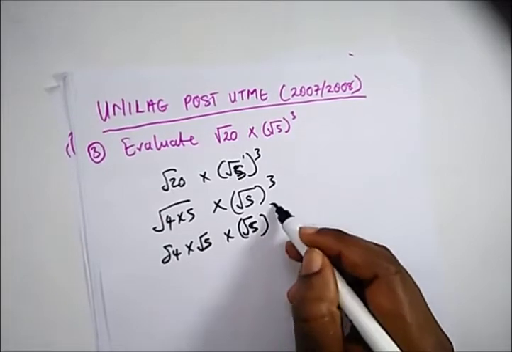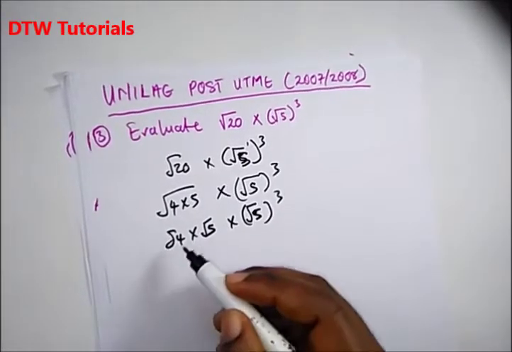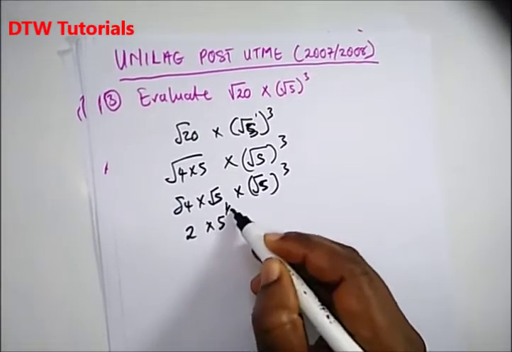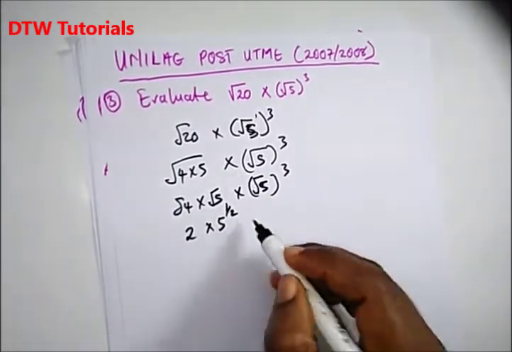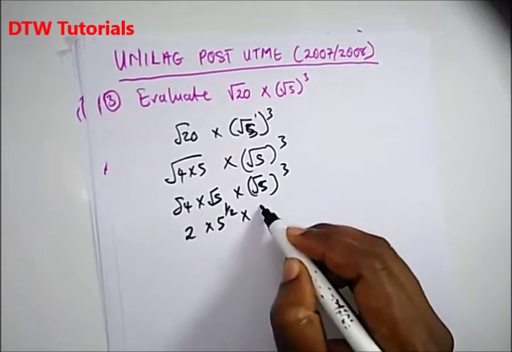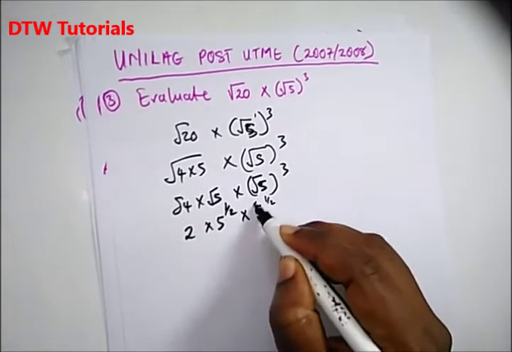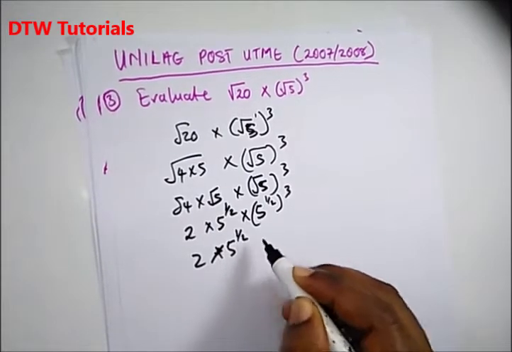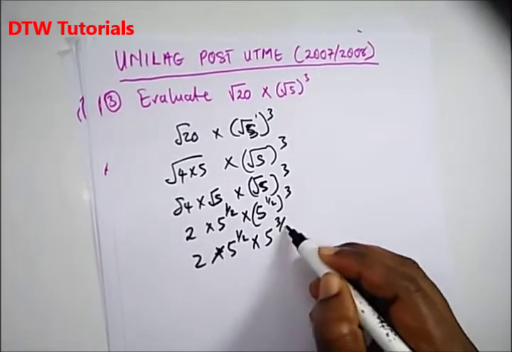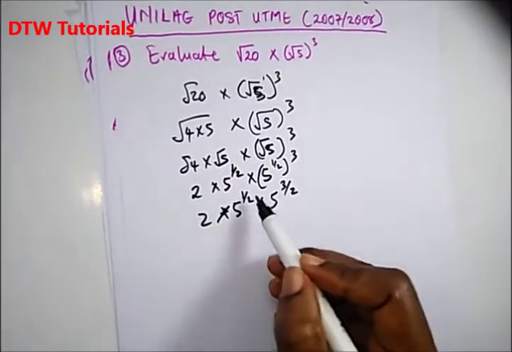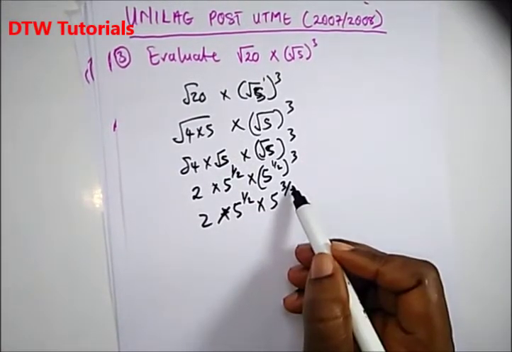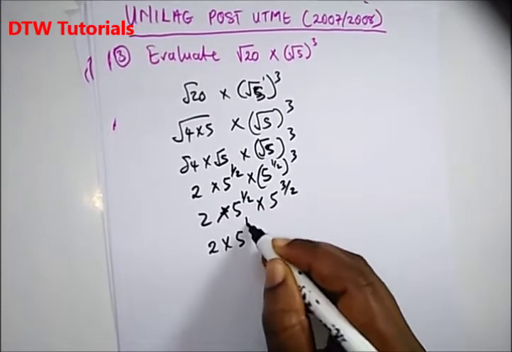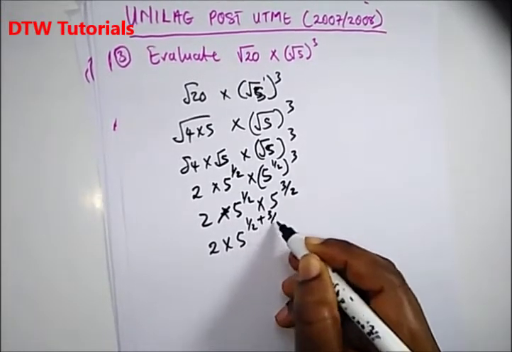So here, what is the square root of 4? That is 2. So here, this will be 5 raised to the power 1/2, right? Times 5 raised to the power 1/2 bracket 3, which will give us 1/2 times 5, 3/2. So here, all you know, indices, we add, right? When we add this, what do we get? 2 times 5, 1/2 plus 3/2.